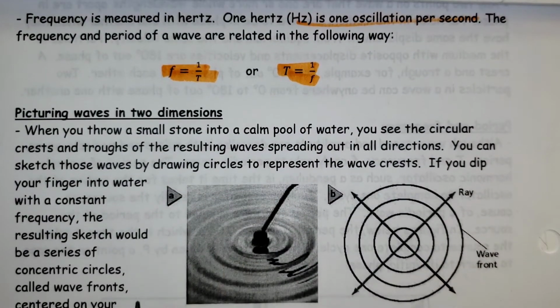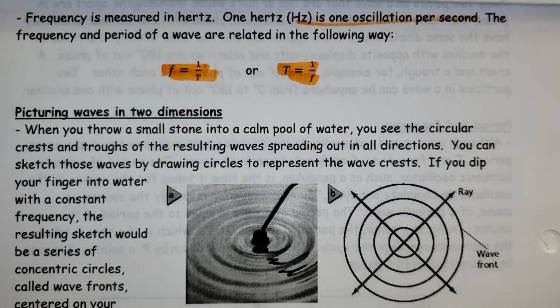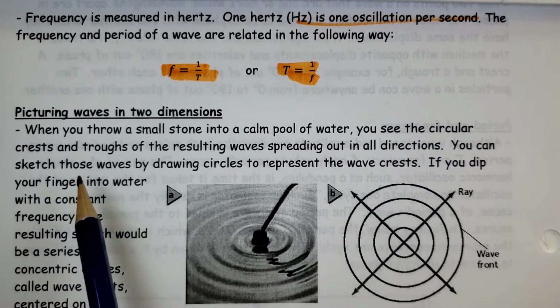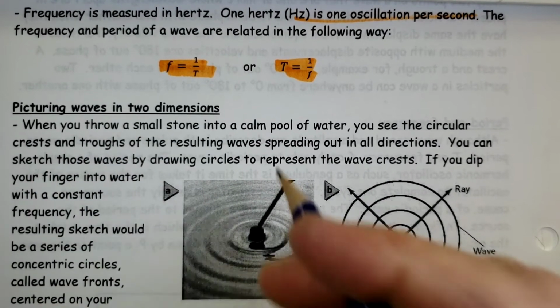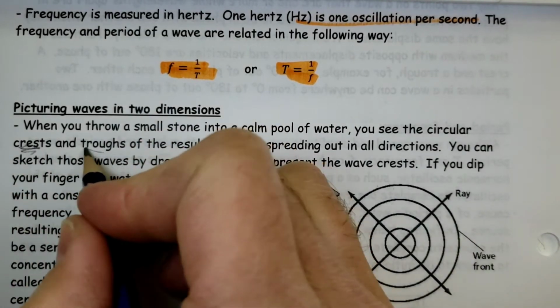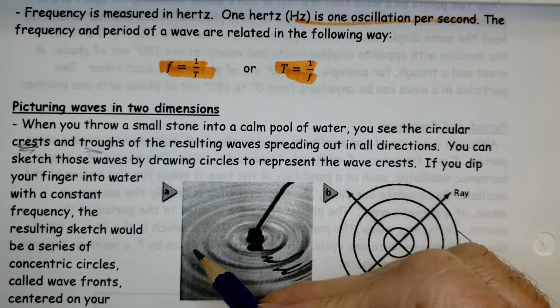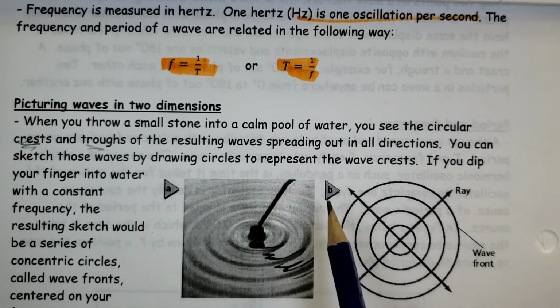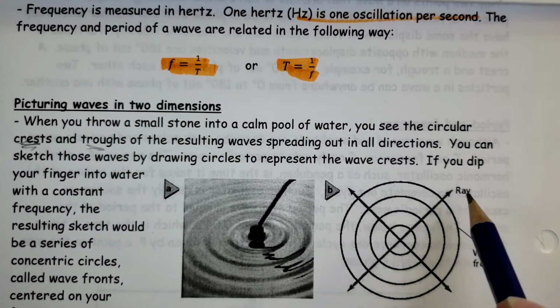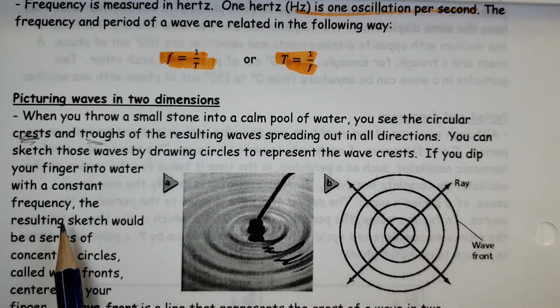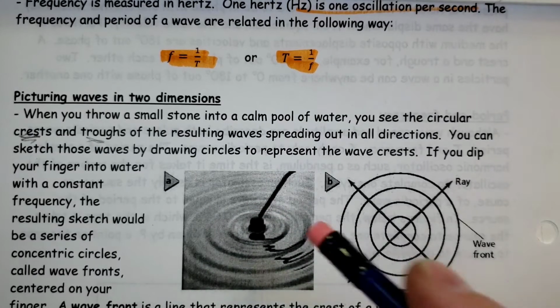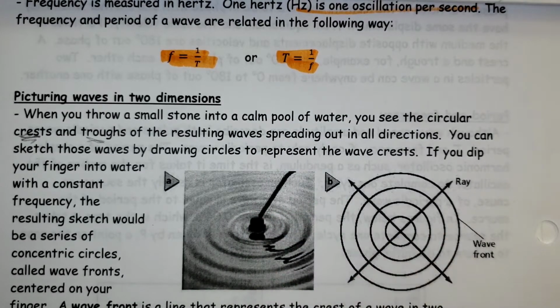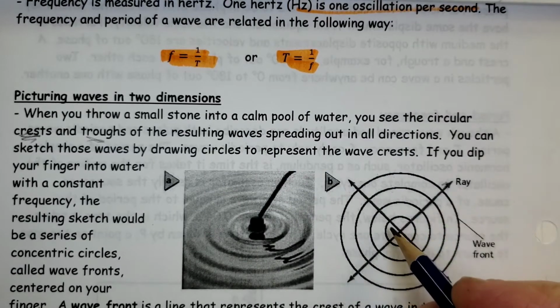Let's look at what is considered to be waves in 2 dimensions, such as a water wave or a water ripple. When you throw a small stone into a calm pool of water, you see circular crests and troughs. So maximum areas and lower areas. So maximum, lower, maximum. We could draw circles out from that initial part where a stone hits. If you dip your finger into water with a constant frequency, over and over again like that, it would make concentric circles, circles moving outwards from a central point as illustrated here.